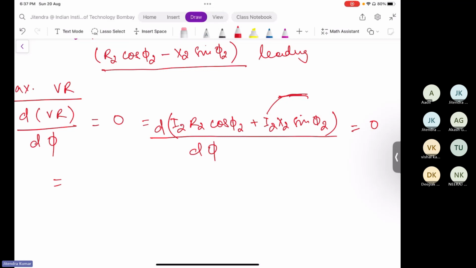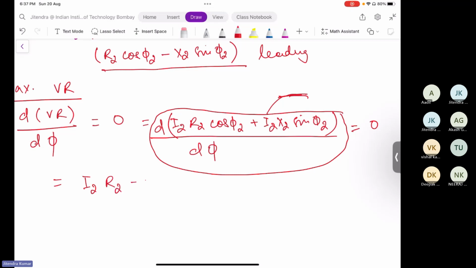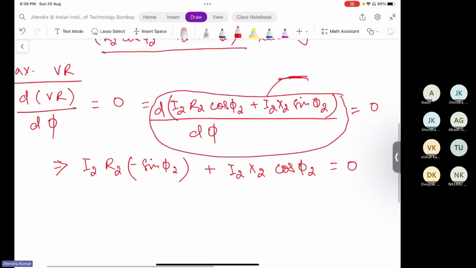Sir, after differentiating, what will you get? You just need to differentiate this term. I2 R2 minus I2 X2 cos phi 2... Differentiation of minus sin phi 2 is minus cos phi 2, and plus I2 X2 cos phi 2. And we have equated them to 0.